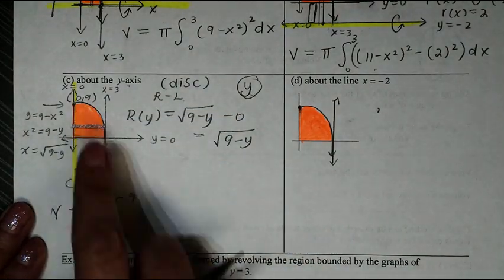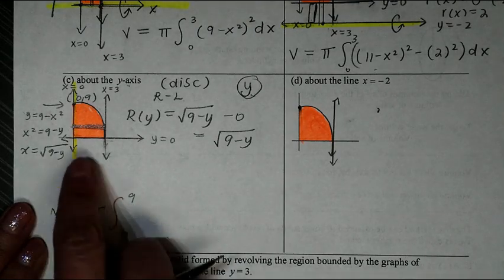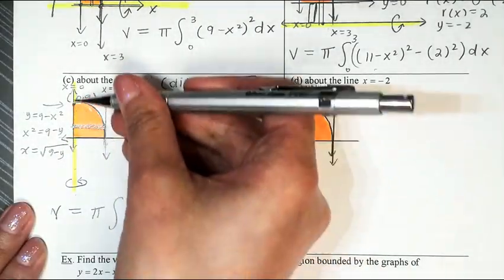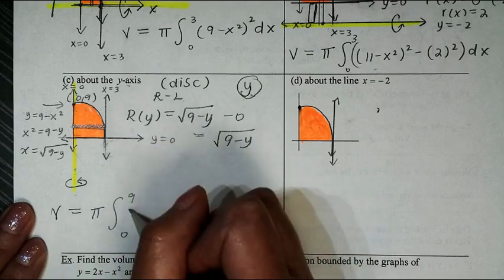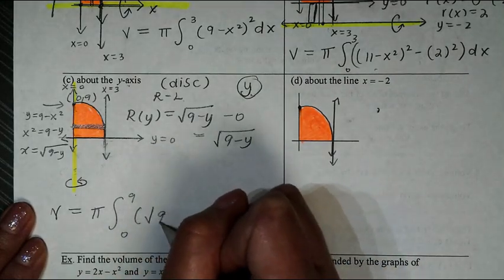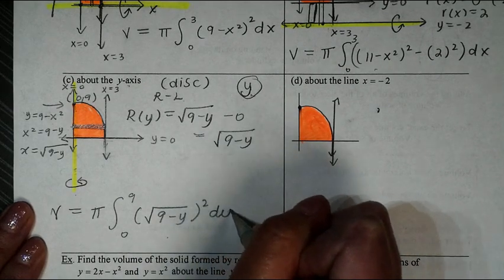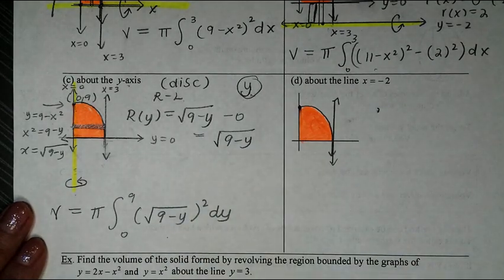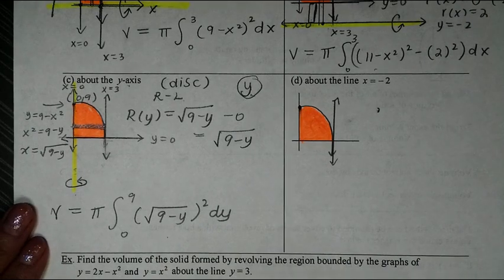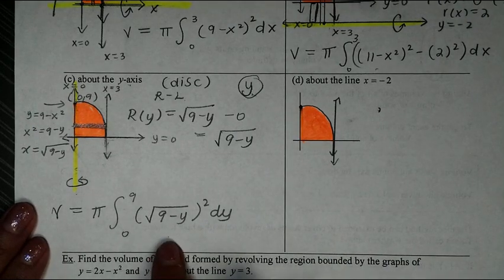So please note that that's going to be different because it's always working with y's. Now, you have the square root of 9 minus y, and all of this is going to be squared dy, and that's going to be your expression for part C. So you can see that it's very different, depending on the axis of rotation.